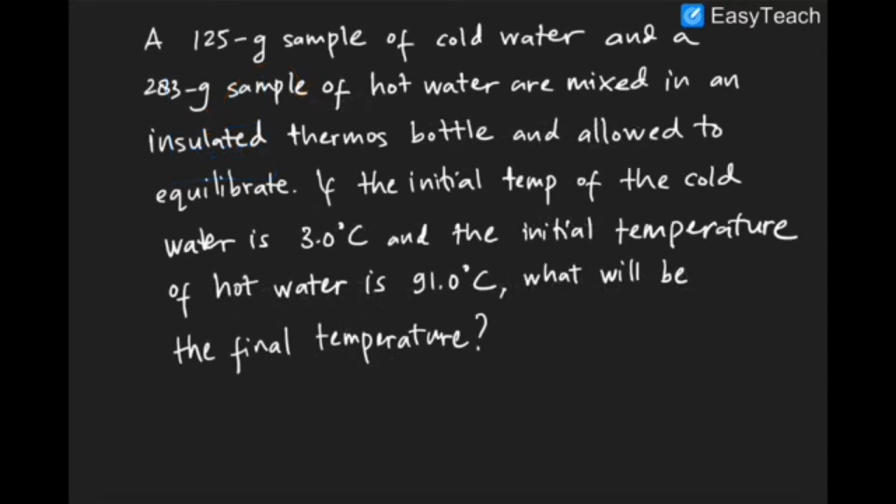Now it's your turn to try to solve this problem. A 125-gram sample of cold water and a 283-gram sample of hot water are mixed in an insulated thermos bottle and allowed to equilibrate. If the initial temperature of the cold water is 3 degrees Celsius and the initial temperature of hot water is 91 degrees Celsius, what will be the final temperature? So your task is to calculate the TF.